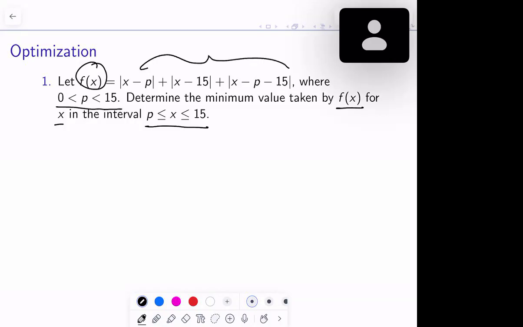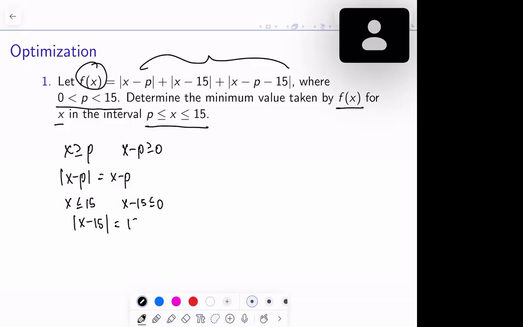And so the way we can do that is, first of all, note that because x is greater than or equal to p, this means x minus p is greater than or equal to 0, so the absolute value of x minus p is just equal to x minus p. Then we note that x is less than or equal to 15, which means that x minus 15 is less than or equal to 0, so the absolute value of x minus 15 is equal to 15 minus x.